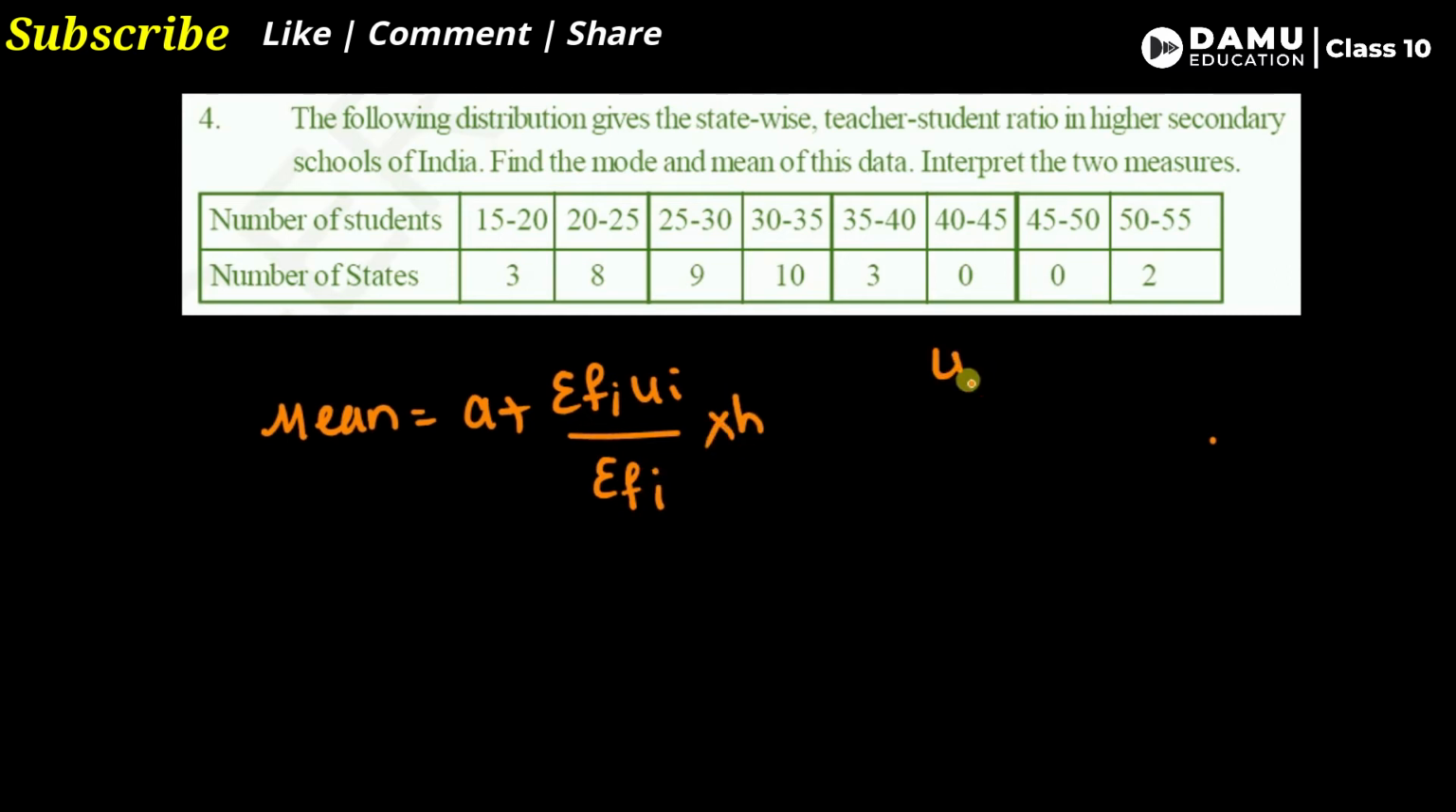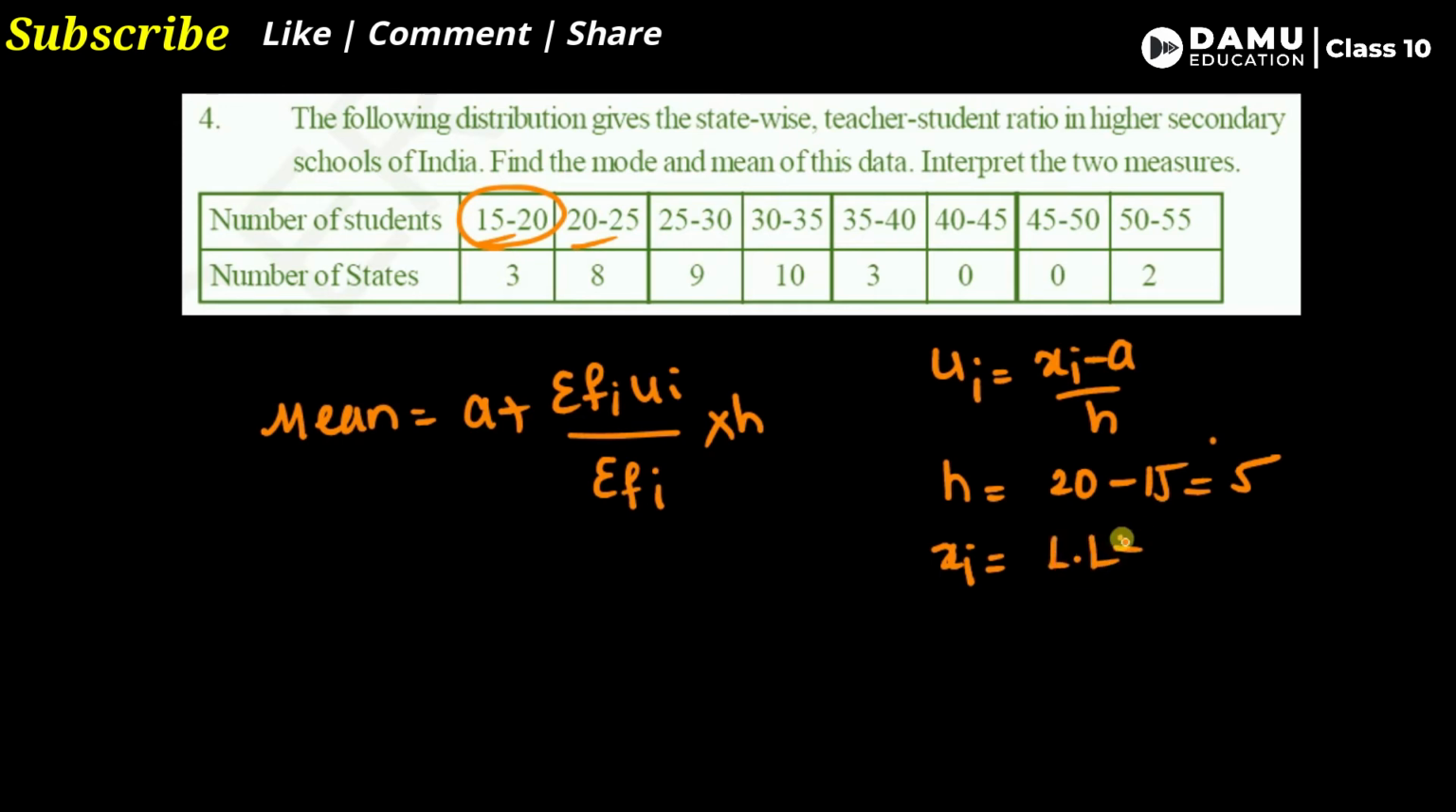So what is ui here? That is xi minus a, by h. H we already know: it is the class length, the upper limit minus the lower limit. You can take any values, 35 minus 30 or 30 minus 25, and we will get 5. Then xi is the average of the lower limit and upper limit of the same interval. A is nothing but the assumed mean, as we know. That is what we are going to calculate.